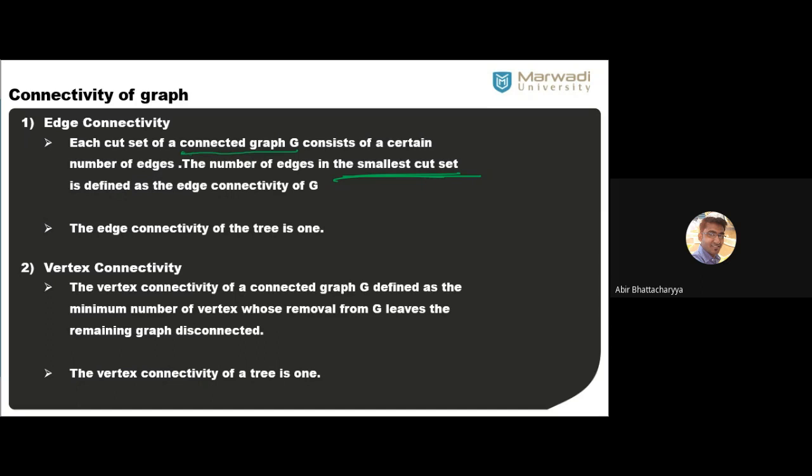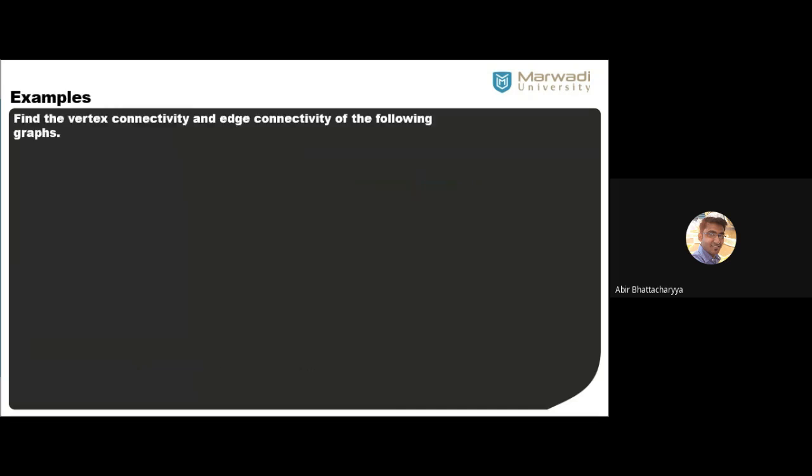Okay, so whenever you have that kind of tree, always remember vertex connectivity VC and edge connectivity EC are always equal to 1. Let's proceed with some examples. We'll give you some idea.